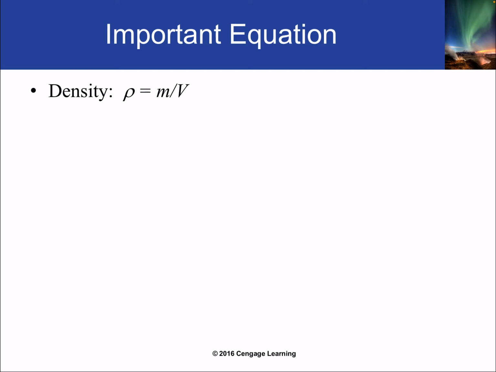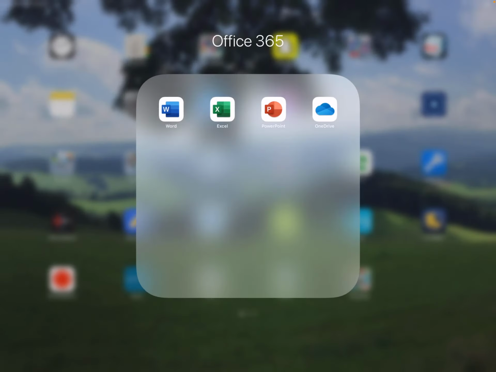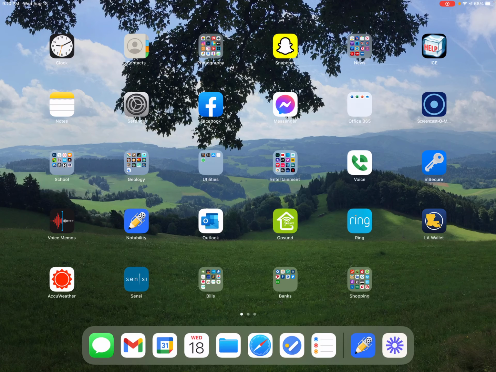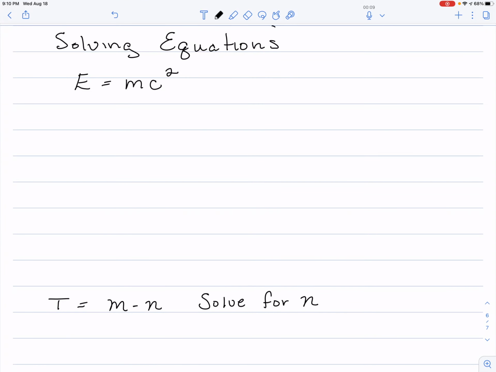The equation that you have to be aware of in Chapter 1 is just the density equation. Density is mass over volume, and we will work with the density equation later on in the semester. What I would like to do now is just practice a few problems on solving equations, because we're going to be really getting into that in Chapter 2. So I want to just give you a couple problems of practice on how you go about solving equations.